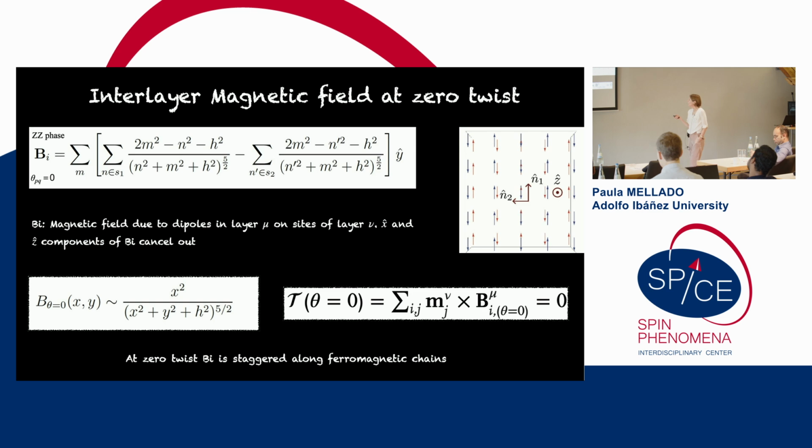Okay, so at zero twist, the torque that the mu layer, for instance, induces on magnets of the nu layer is going to be zero, because the magnetic field is essentially collinear with the magnets of the other layer.